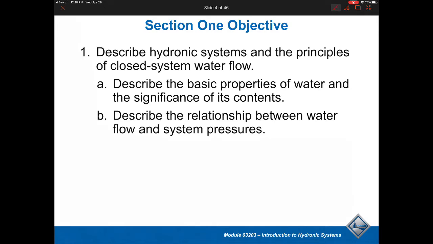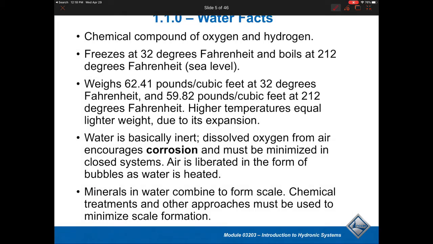So in our first section, we're going to go through an introduction to understanding the properties of water and some of its characteristics, maybe why they use it, and also maybe some of the downsides of using water. So let's take a look at those things. We'll take a look at the relationship between water and pressure in the system.